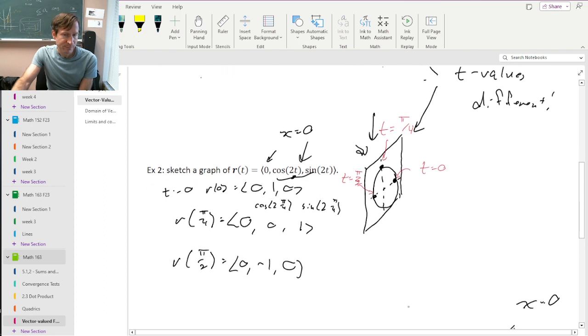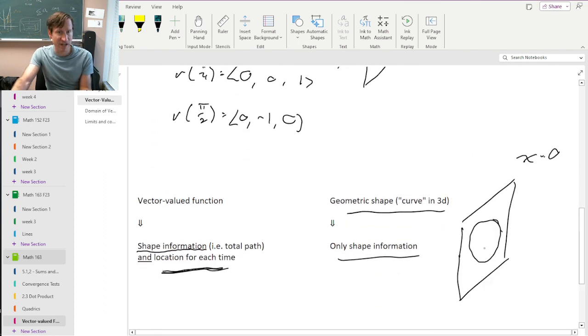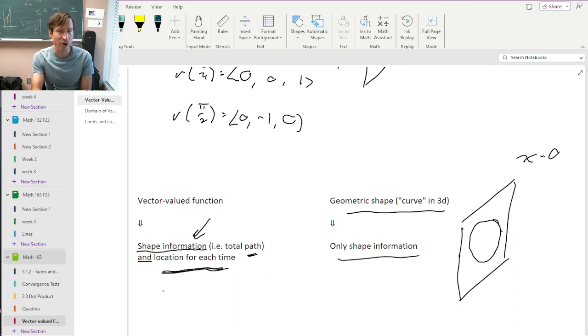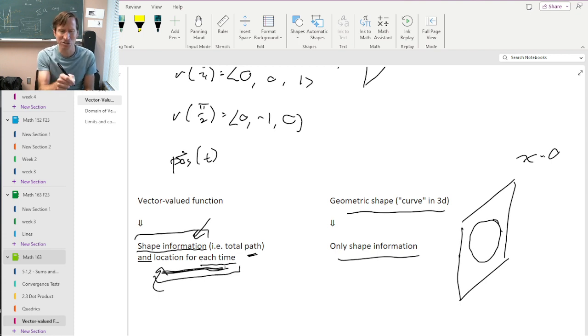So we do have to be a little bit careful about vector valued functions. They contain not just shape information, not just the path, but also a location for each time. Each location is labeled with a time value that is the time that you are located at that spot. Now, sometimes this is fine. Our original example of a vector valued function was position as a function of time. And for this situation, if we are dealing with a vector valued function because it describes the position of something, we care both about the overall shape of the path and also about the time of each location.